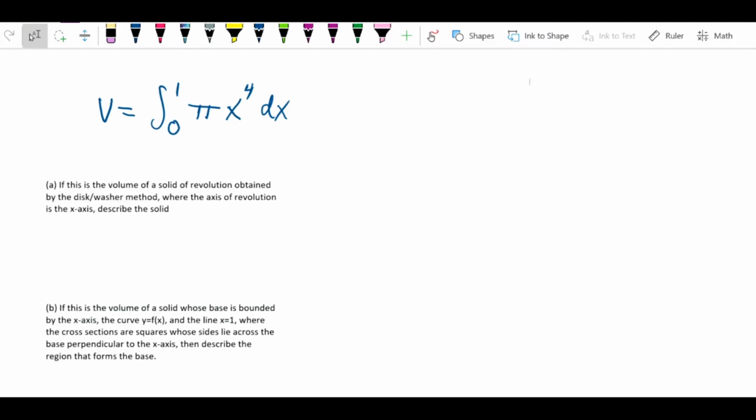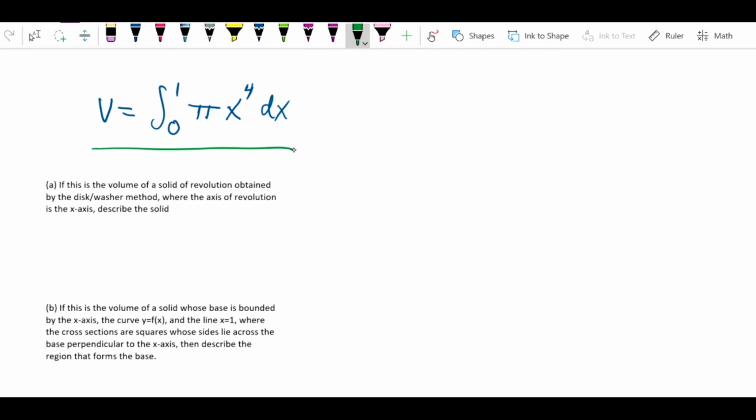There are volume problems that you can solve with certain integrals by setting them up. That doesn't mean that the same integral can't be the answer to a different type of problem, maybe a different type of volume problem, or maybe the same integral that answers a volume question also answers a different area question. So let's take a look at part A, with reference to the integral up here. So we have the integral from 0 to 1 of pi times x to the fourth dx.